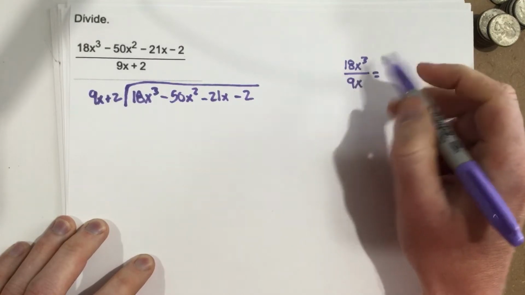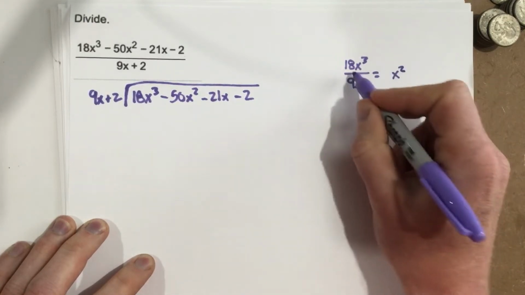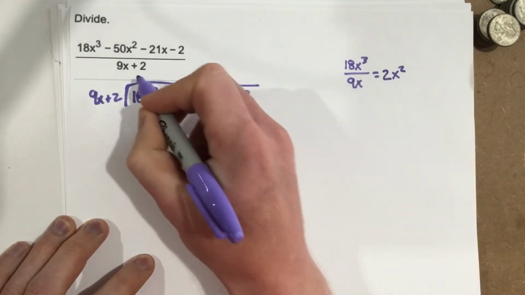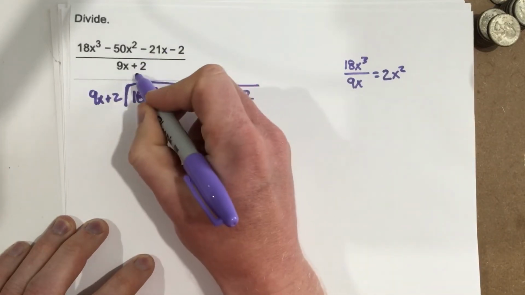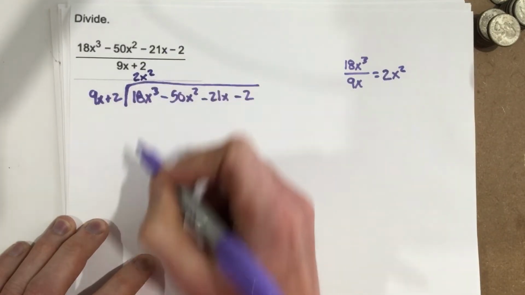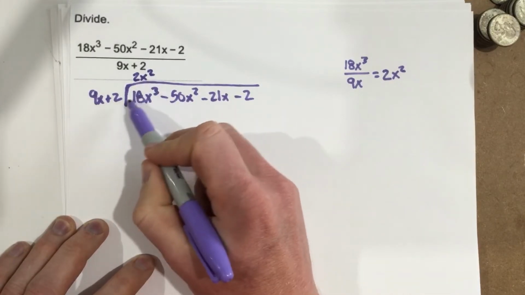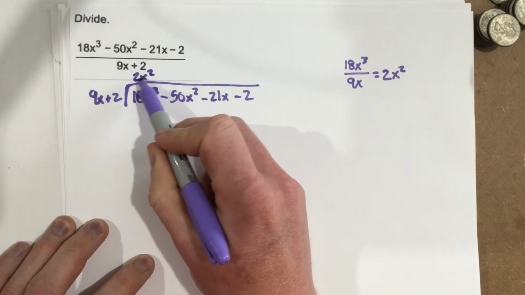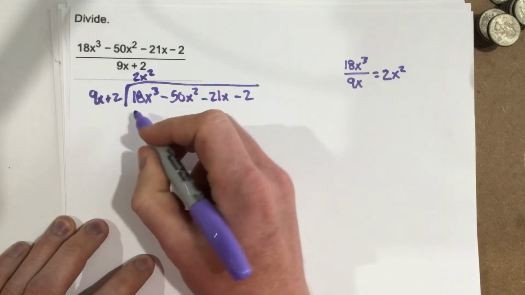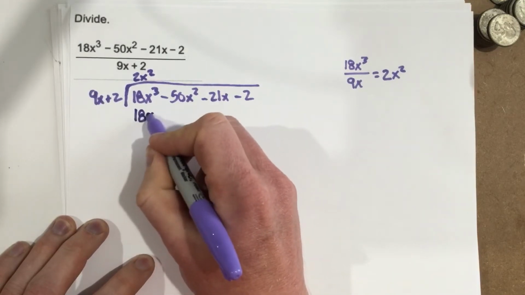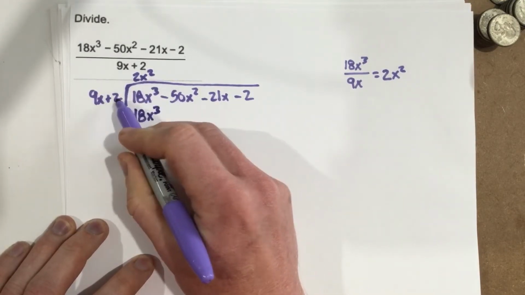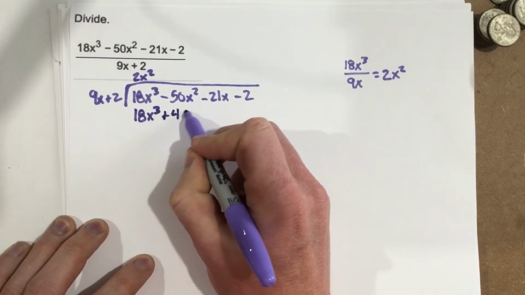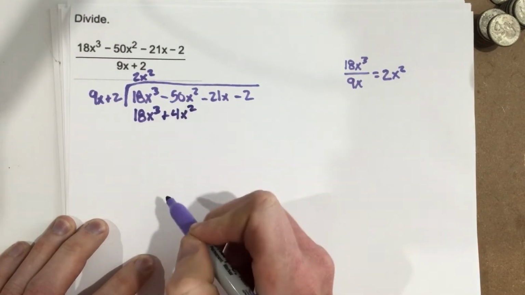So x cubed over x is x squared, and 18 over 9 is 2. So 2x squared is our factor that goes into 18x cubed. We take 2x squared, we multiply it by the 9x, we get 18x cubed. 2x squared times the 2 gives you 4x squared.